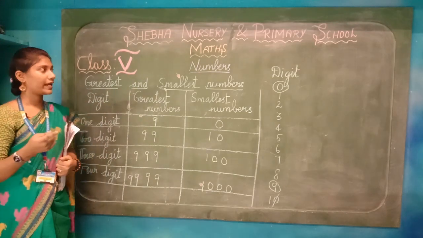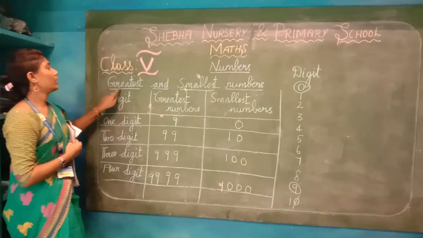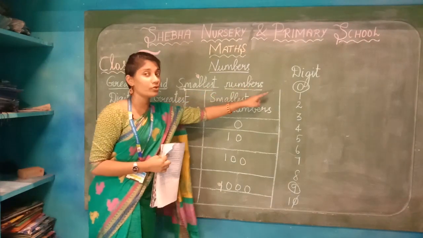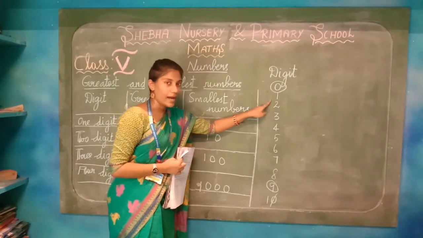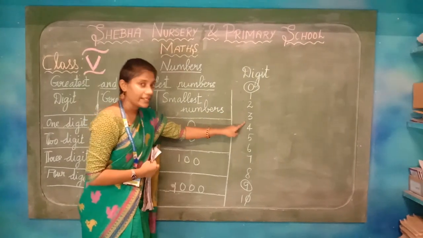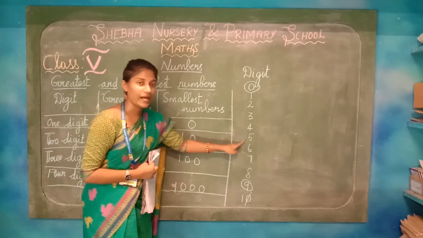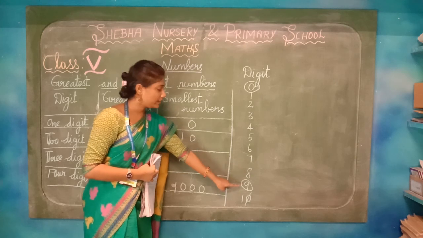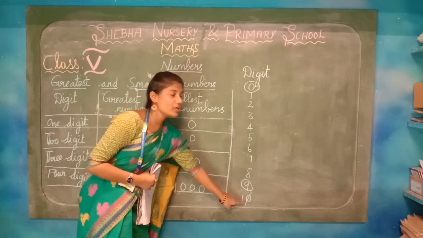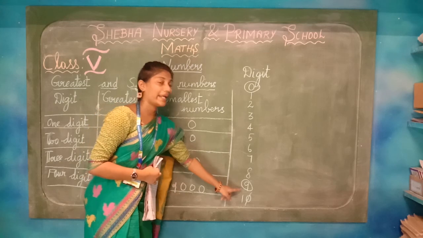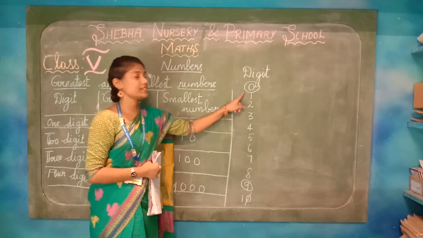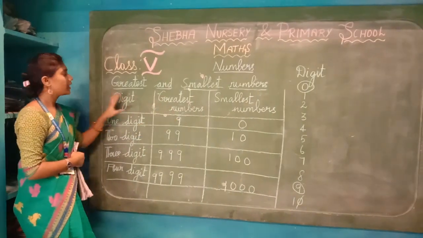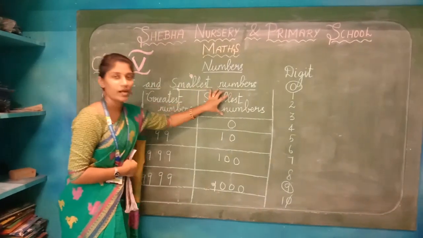I repeated once again. First you have to know the greatest and smallest number. What is the greatest and smallest number? First you have to write 0, 1, 2, 3, 4, 5, 6, 7, 8, 9 and 10. 0 is not valuable. So the greatest number is 9 and the smallest number is 0. Next children, you have to split the columns: digit, greatest numbers, smallest numbers.